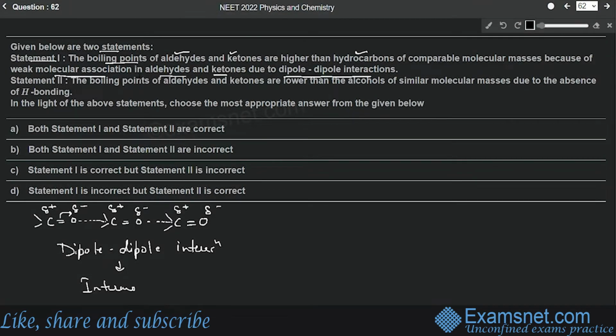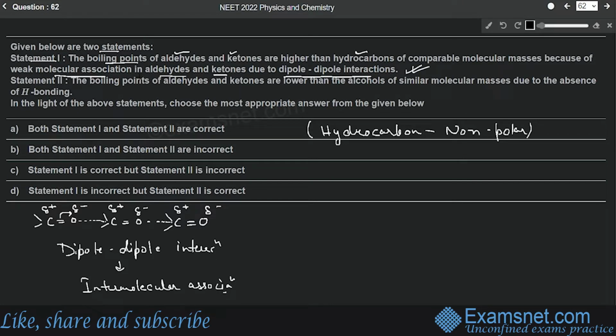Due to this reason, the boiling points of aldehydes and ketones will be higher than hydrocarbons of comparable molecular masses, because hydrocarbons are non-polar in nature. Now we come to the second statement. We know that the first statement is correct, right? So now we move to the second one.